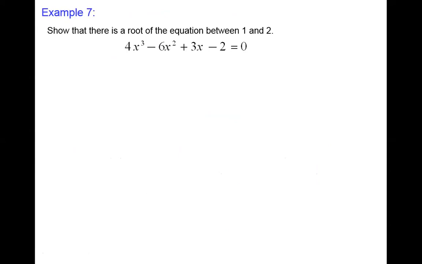For example, a question like that: show that there is a root of the equation between 1 and 2. Of course, root means a solution of this equation. That means I want the value of x that will give me 0. It's not easy to figure out, but what I can do is name the left-hand side of this equation as a function, f of x.